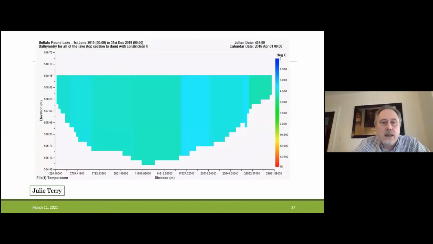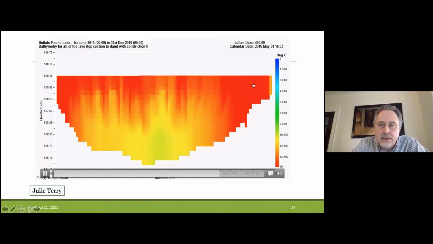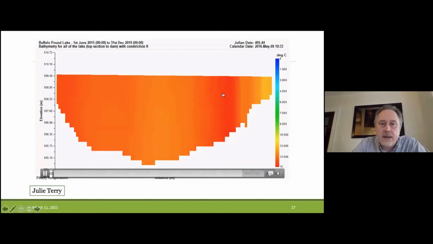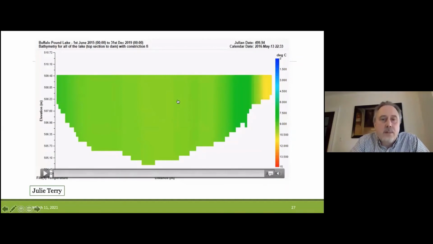So here is a simulation. I'll start it up right away, for one of the basins of Buffalo Pound Lake. You can see it's a very shallow lake. This is the temperature distribution, and you see that we have very little vertical stratification in the lake. What you see are these wind-driven seiches that bounce back and forth from one end of the basin to the other, keeping it well mixed.